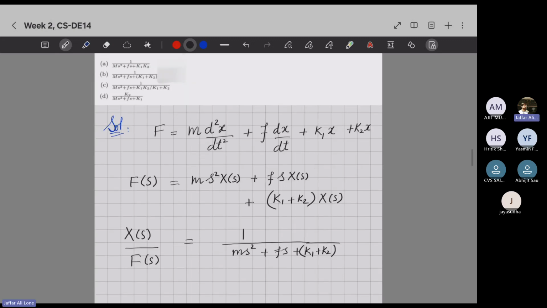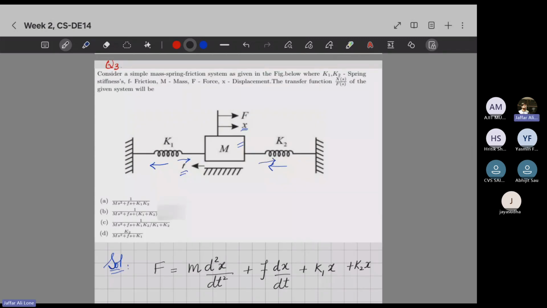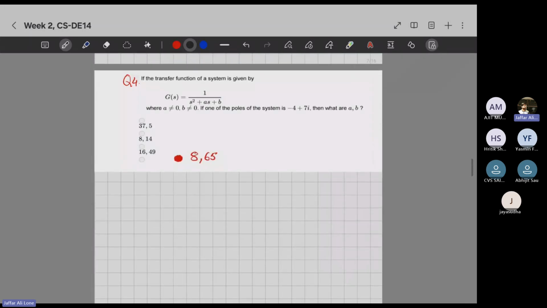Is there any option that matches? Yes, this option. So you just have to be very careful with Newton's laws. Just recap those laws, apply them, take Laplace, take the relationship. It must be defined in the question what you have to take as input and what you have to take as output. Otherwise, it will be quite obvious what's input and what's not.